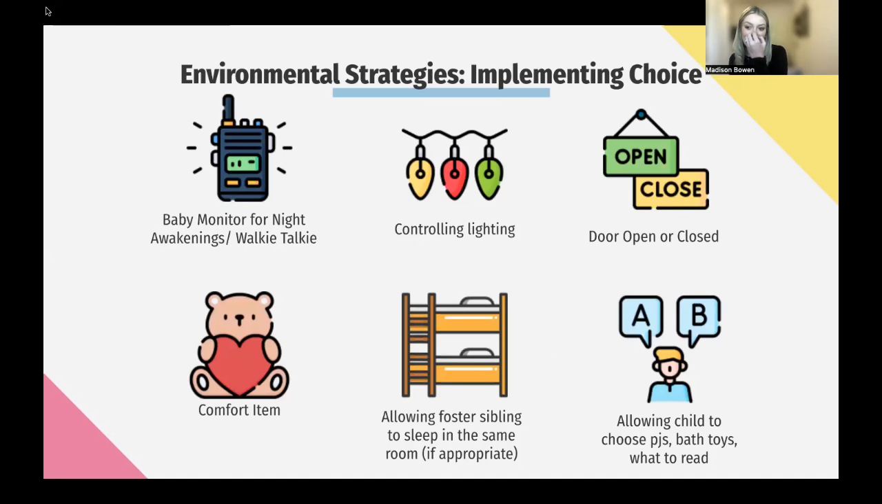Okay, our last strategy we're going to talk about is implementing choice. And this is just some ideas. There might be some ideas for your child that are more appropriate or something that they would prefer more, but I would definitely consider using a baby monitor for nighttime awakenings or a walkie-talkie, allowing the child to control the lighting in their room. So if they want a night light on, they can have it, or a bathroom light or a closet light. Do they want the door open or closed? If they have a comfort item, do they want that comfort item?